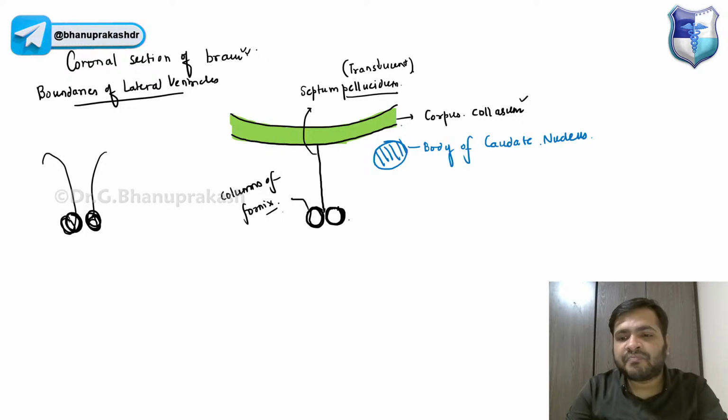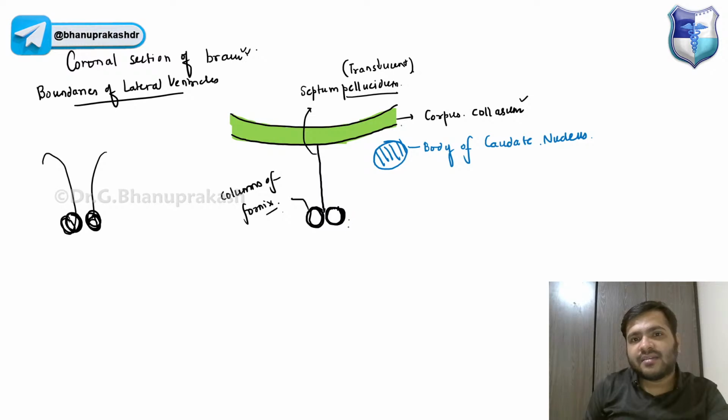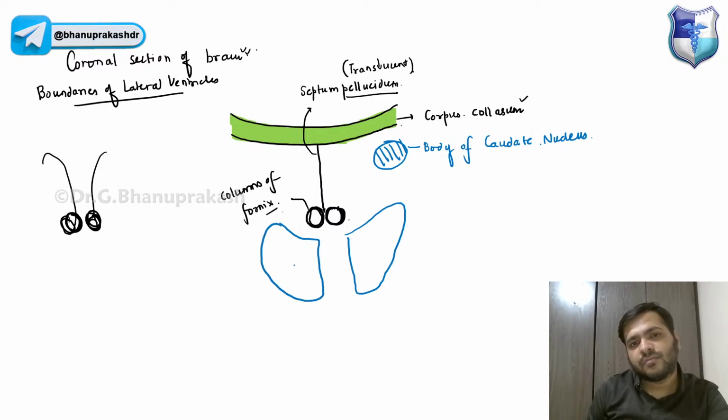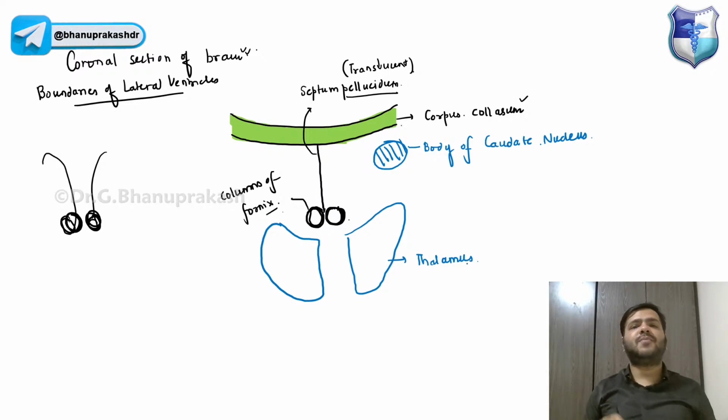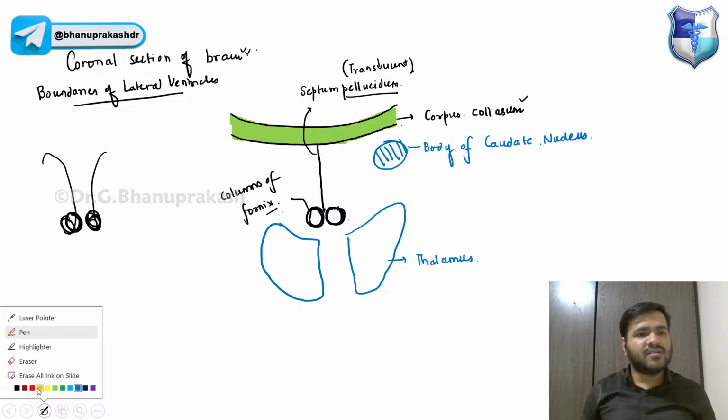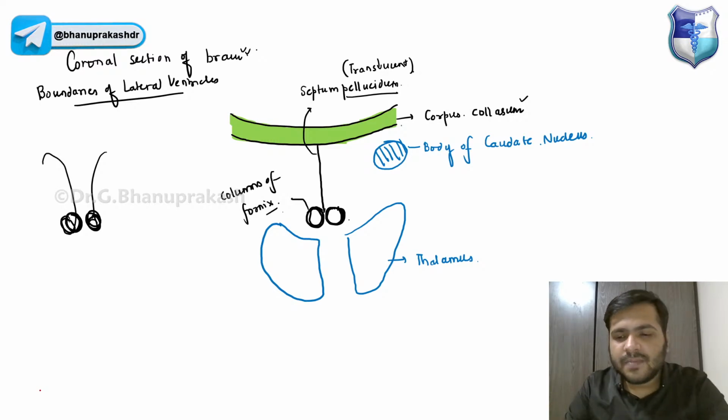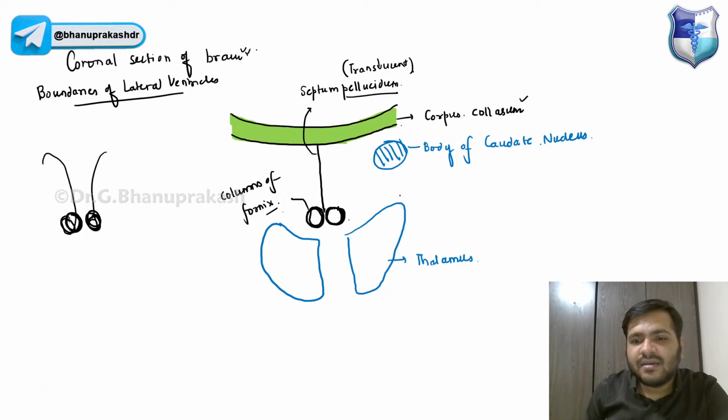Now remember, guys, we also have a structure forming the roof over here, and that is called the thalamus. This is the thalamus. Now, in between the thalamus and the body of the caudate nucleus, two important structures are also present, guys.